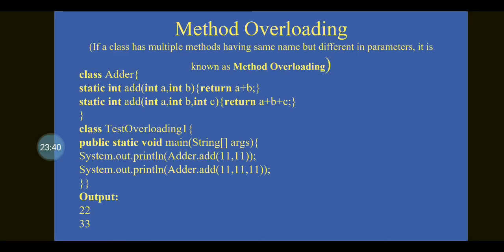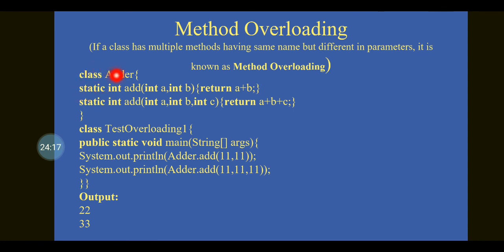Let us discuss the concept called method overloading. If a class has multiple methods having the same name but different parameters, then it is called method overloading. So we can say the methods which have the same name but differ by their signature. Signature means either in terms of parameters or in terms of return type.